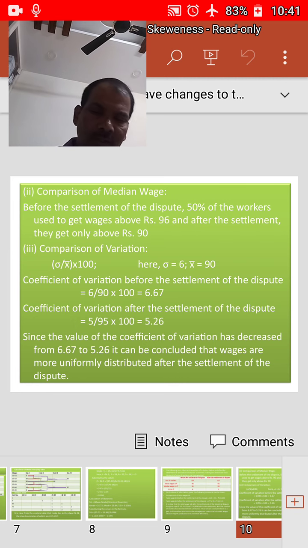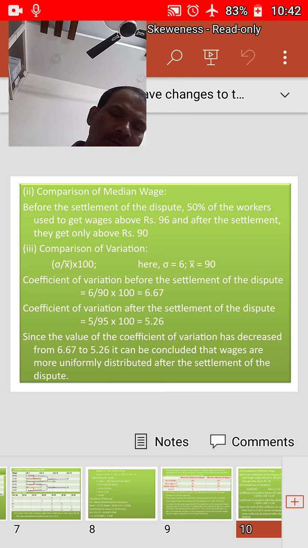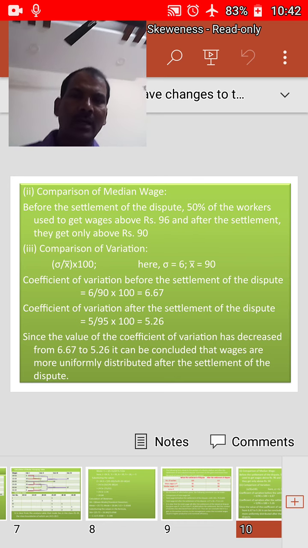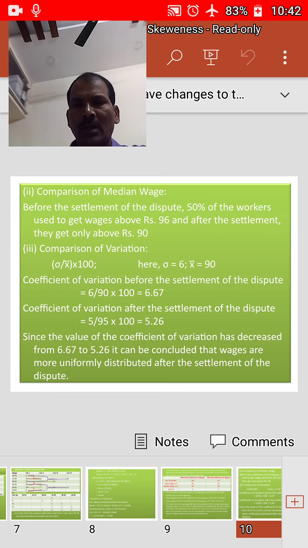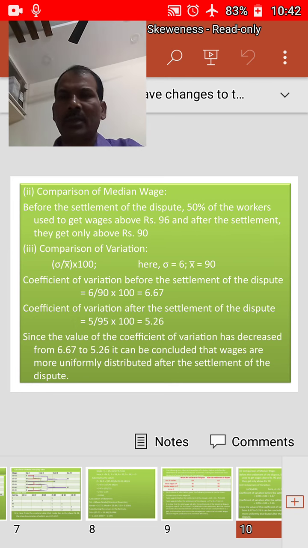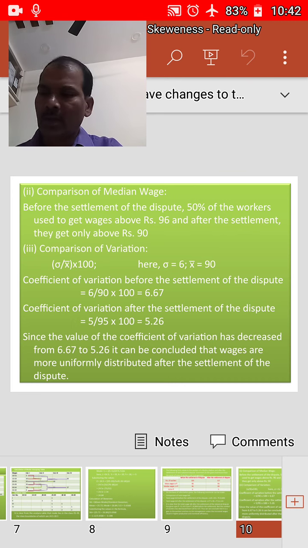Since the value of the coefficient of variation has decreased from 6.67 to 5.26, it can be concluded that the wages are more uniformly distributed after the settlement of the dispute. Before the settlement it is not so; it is not uniform and consistent. After the settlement it is uniformly distributed. We will conclude with the variation.